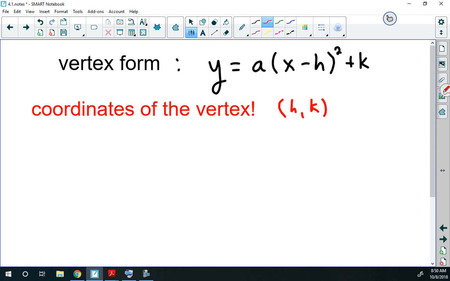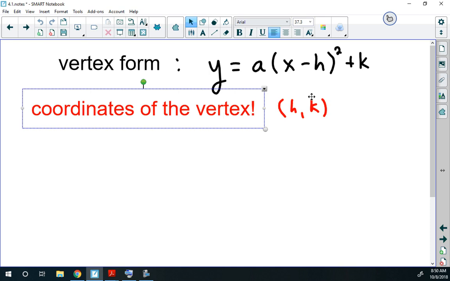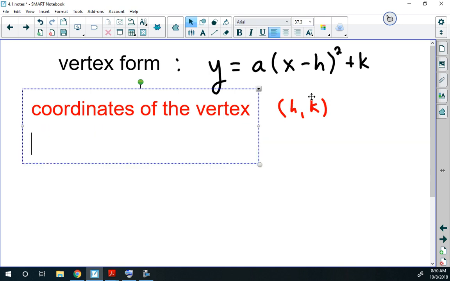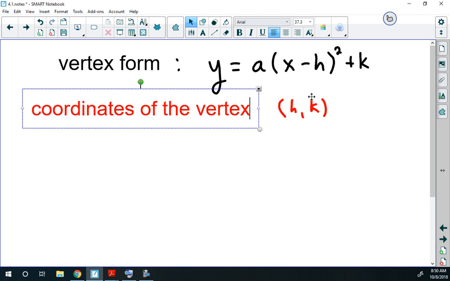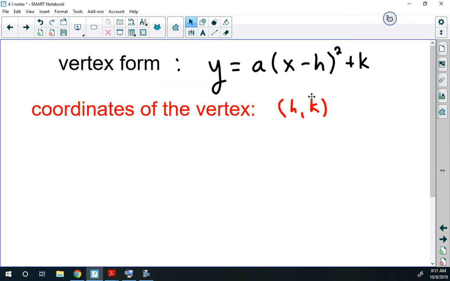On an upcoming test or quiz, I'm going to ask you, what's h? And the answer I'd expect you to give me is it's the x coordinate of the vertex. I'll ask you, what's k? And the answer I'm looking for is k is the y coordinate of the vertex. That's supposed to be a colon, not an exclamation point. There it is. So the coordinates of the vertex are h, comma, k.